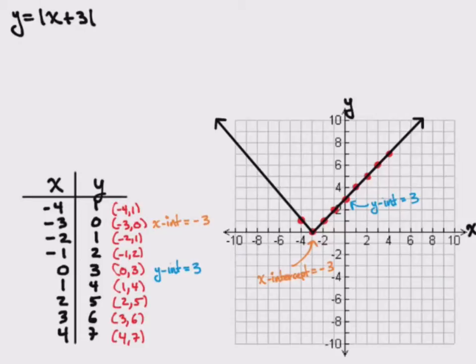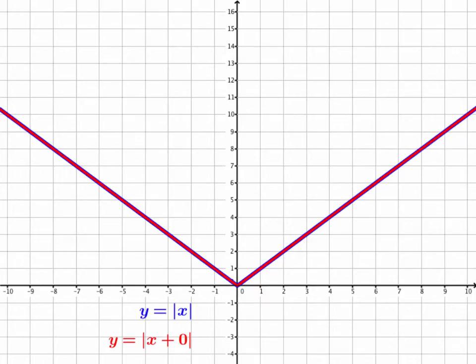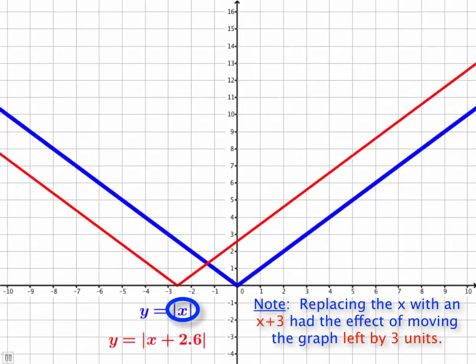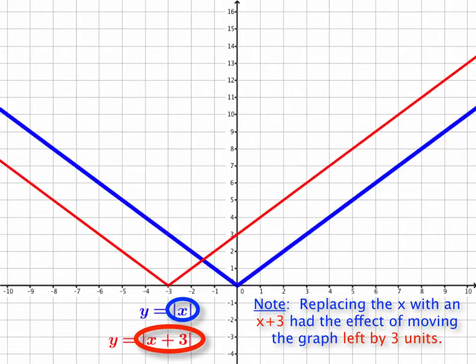Once again, we get a V-shaped graph. We see that our y-intercept is 3, and we have just one x-intercept, and that's negative 3. And this graph looks like it has the exact same shape as the graph of y equals just the absolute value of x. But of course, this one looks like it's shifted to the left 3 units. And when we use our graphing calculator, we see that yes, when we replace the x in our equation with an x plus 3, the effect is that it moves the graph to the left 3 units.